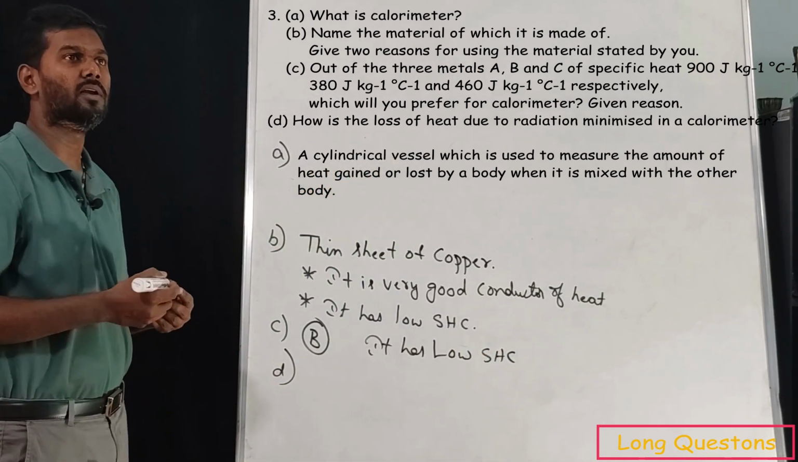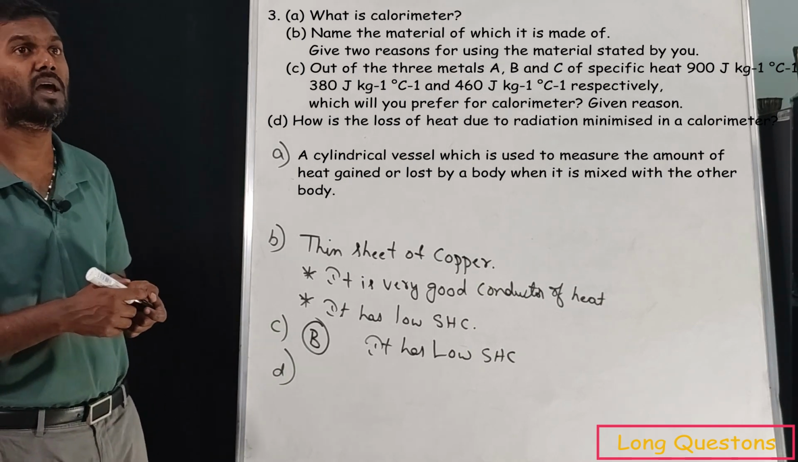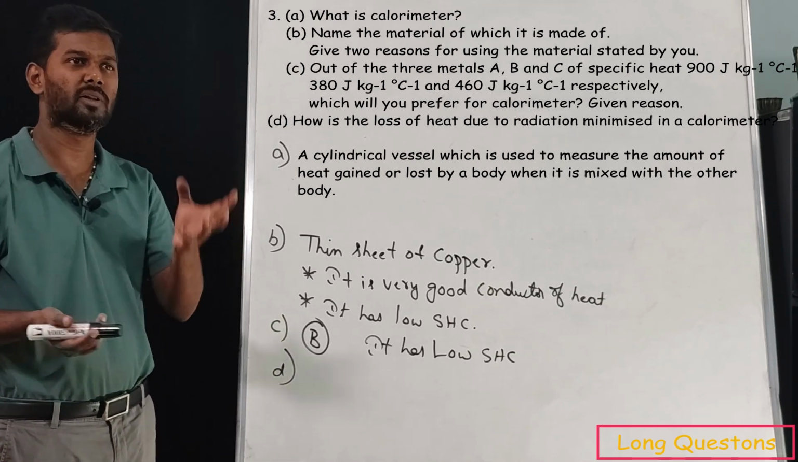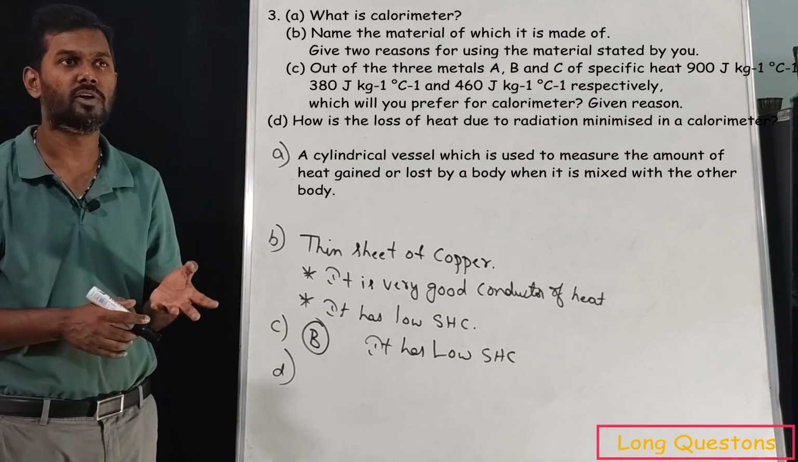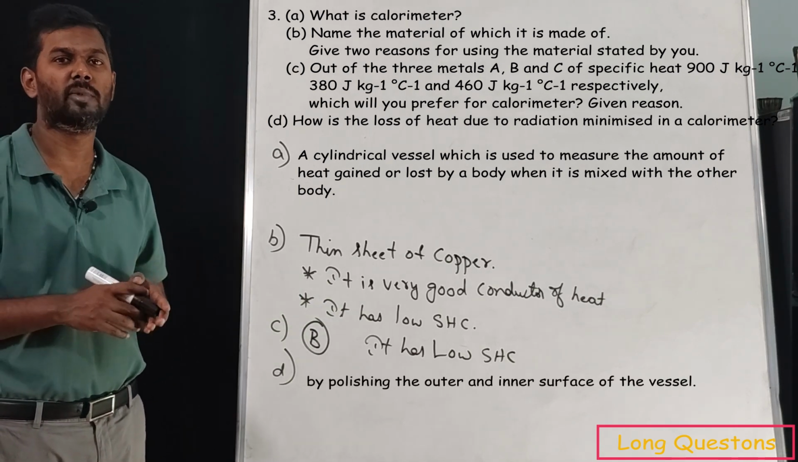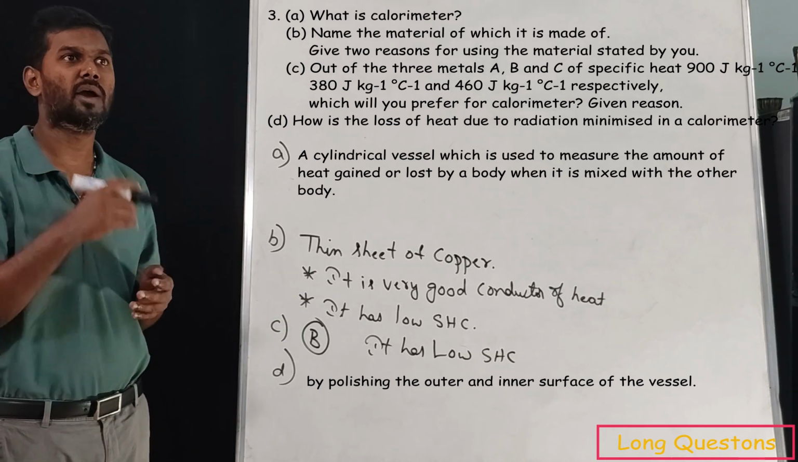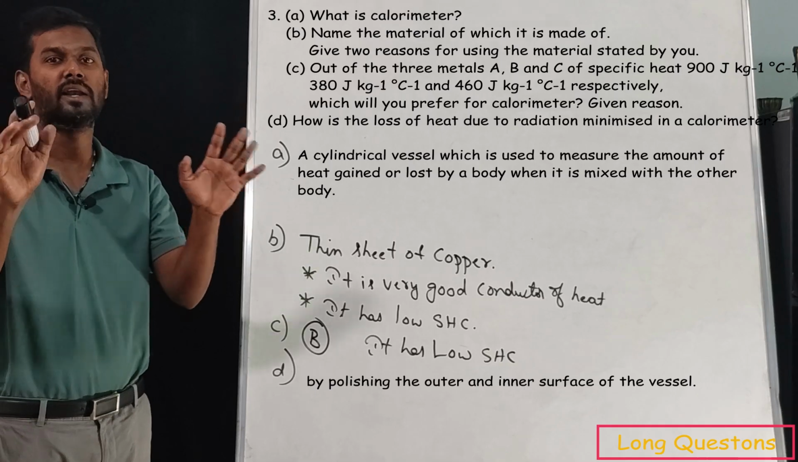Then our last question, how is the loss of heat due to the radiation minimized in a calorimeter? Very simple, this is what we have learnt in the concept video. By polishing the outer and inner surface of the calorimeter, by polishing that, we can minimize the loss of heat due to the radiation.